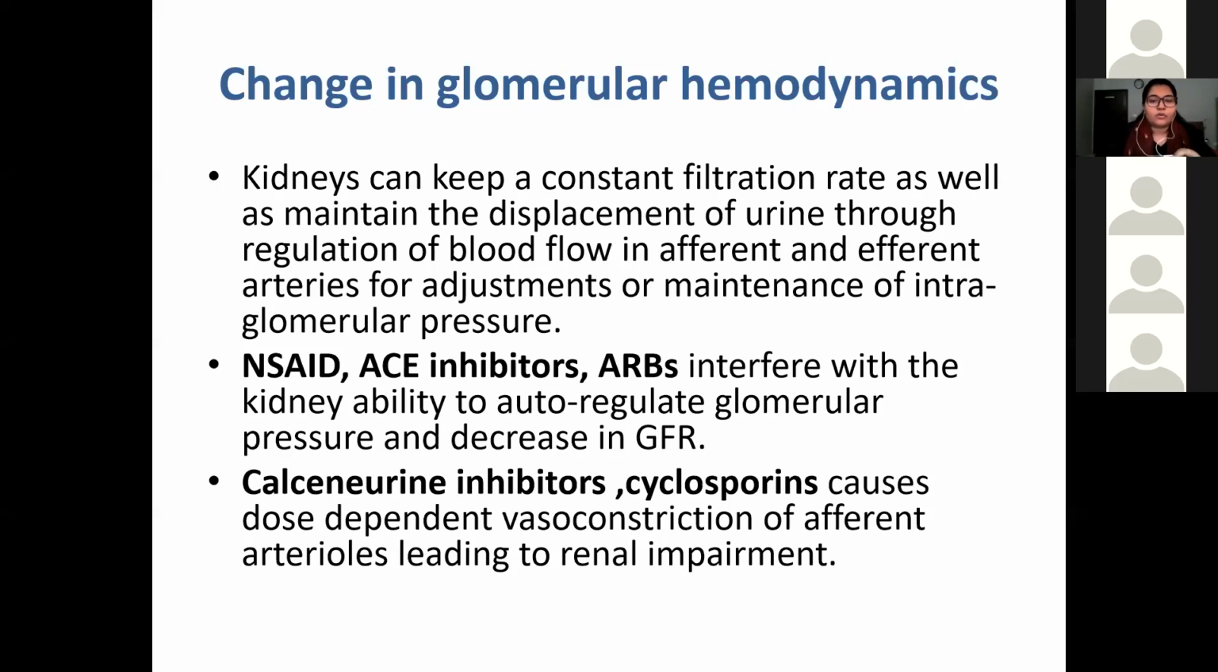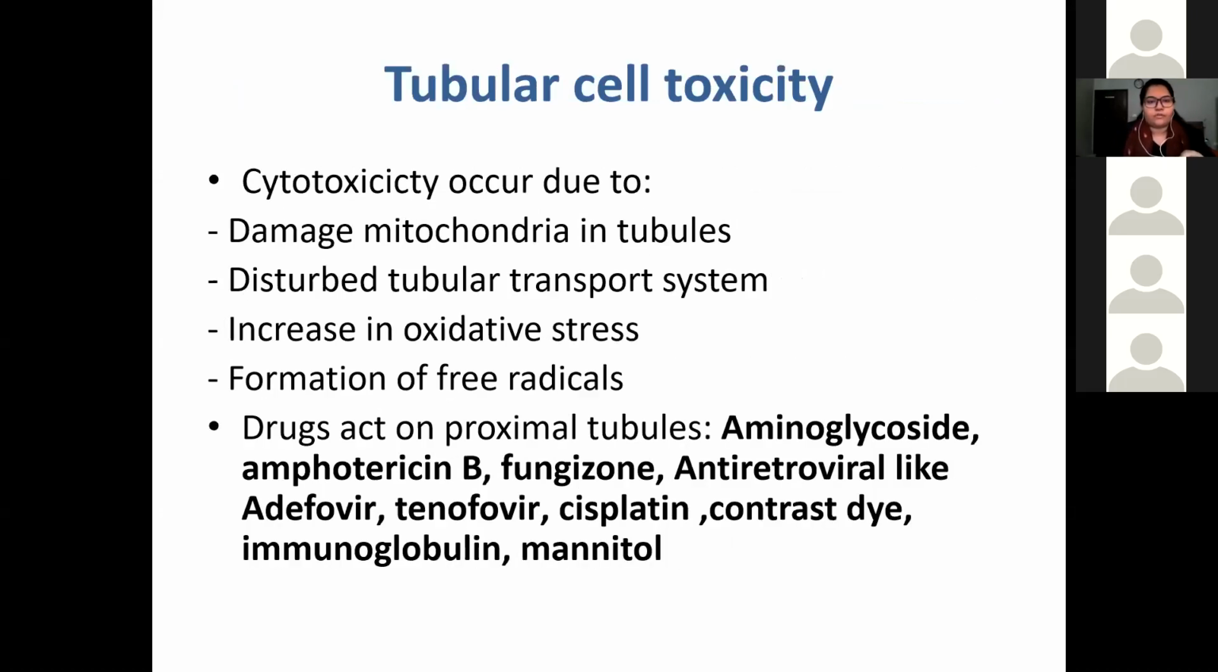Kidneys can keep a constant filtration rate as well as maintain the formation of urine through regulation of blood flow in afferent and efferent arteries for maintenance of intraglomerular pressure. So NSAIDs, ACE inhibitors, and ARBs interfere with the kidney's ability to autoregulate glomerular pressure and cause a decrease in GFR. Some of the drugs like calcineurin inhibitors, cyclosporine, cause dose-dependent vasoconstriction of afferent arterioles, leading to renal impairment.